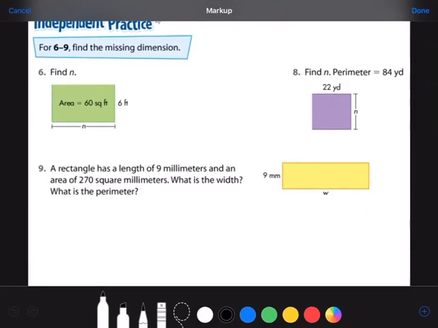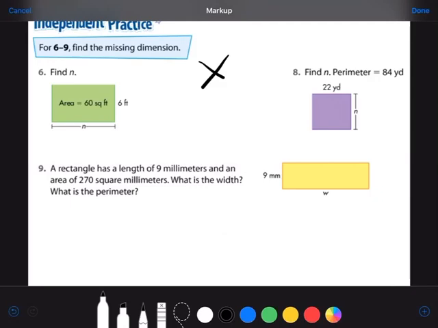For independent practice today, we're going to be doing only 6, 8, and 9. You can scratch out number 7 there in the middle. We're not going to be doing number 7 because it had a fraction in it. And like I told you, we were going to skip the fractions today.